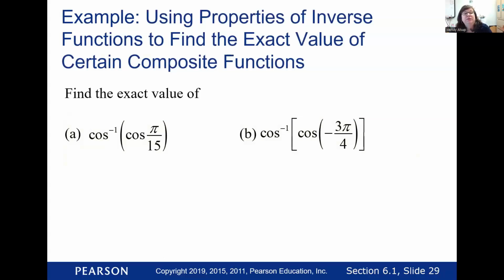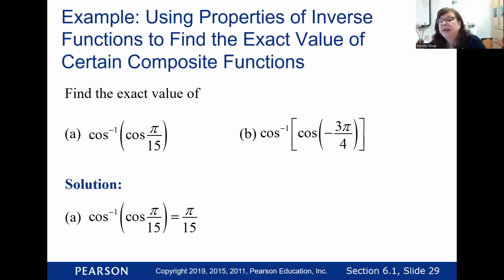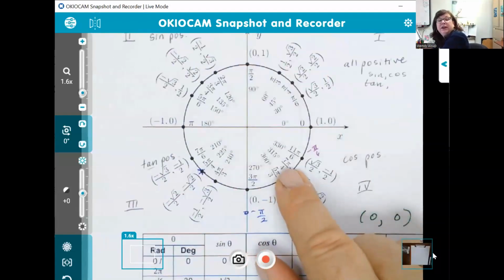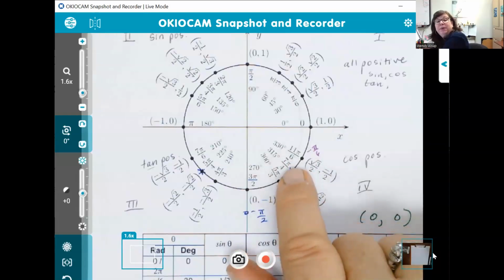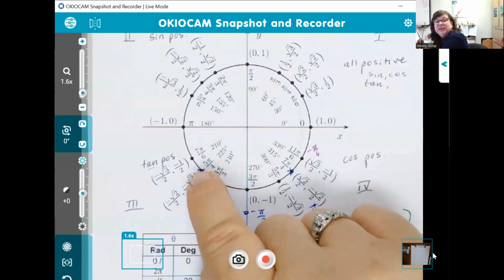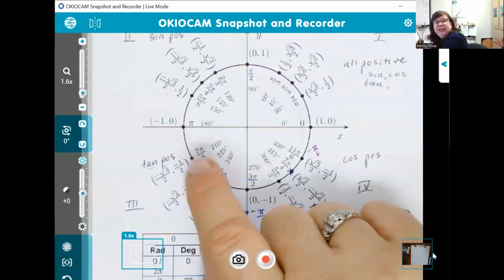So inverse cosine of cosine of pi over 15. Well, pi over 15 is in between 0 and pi. Okay, so we can take that. It's just going to be pi over 15. All right. Negative 3 pi over 4 is not between 0 and pi. But let's see where it is. Okay, negative 3 pi over 4 is going to be here. Negative 1 pi over 4, negative 2 pi over 4, negative 3 pi over 4. It's over here. It is not between 0 and pi. So at first we might think, can't do it.